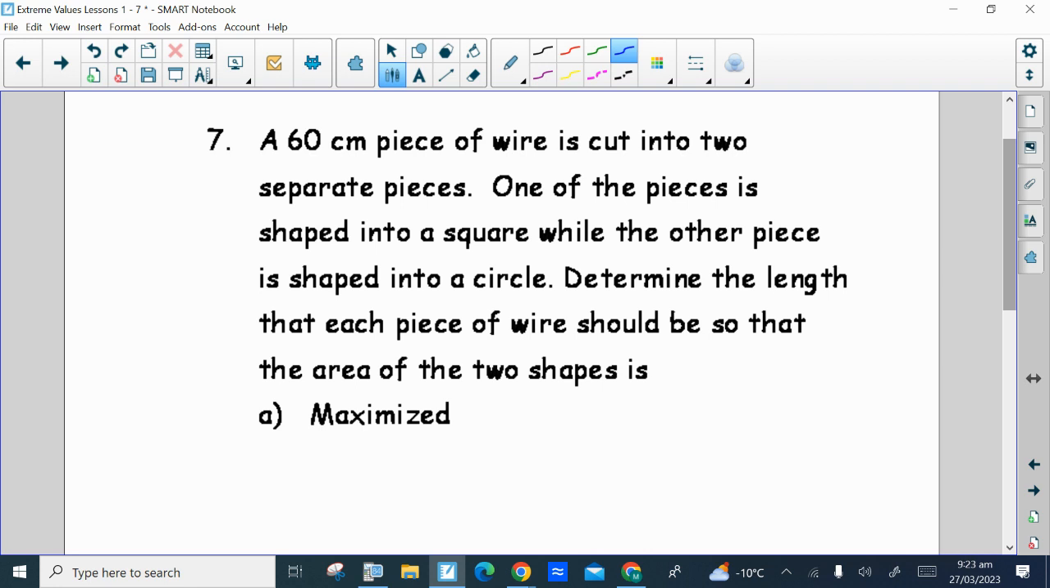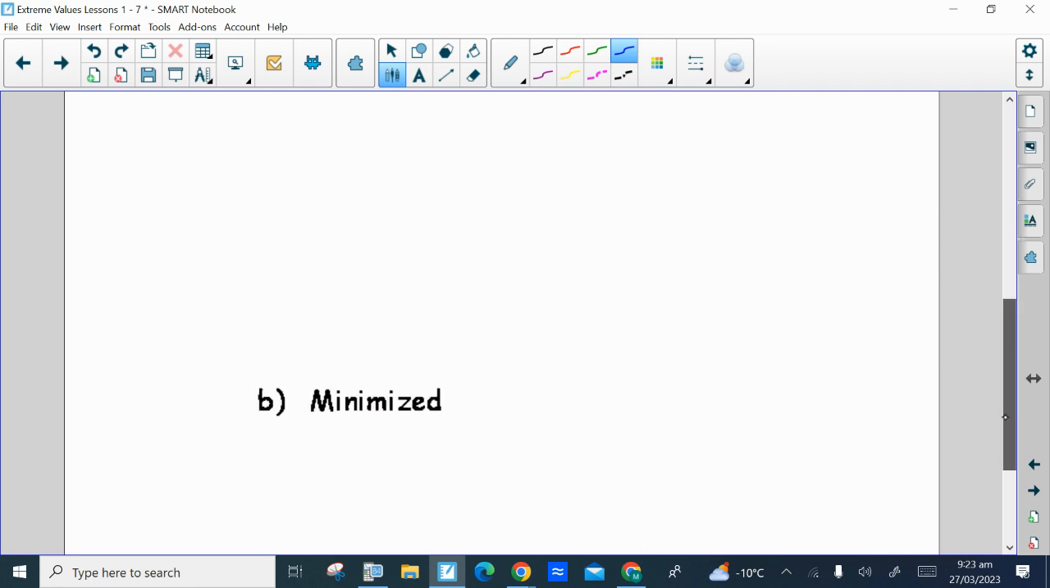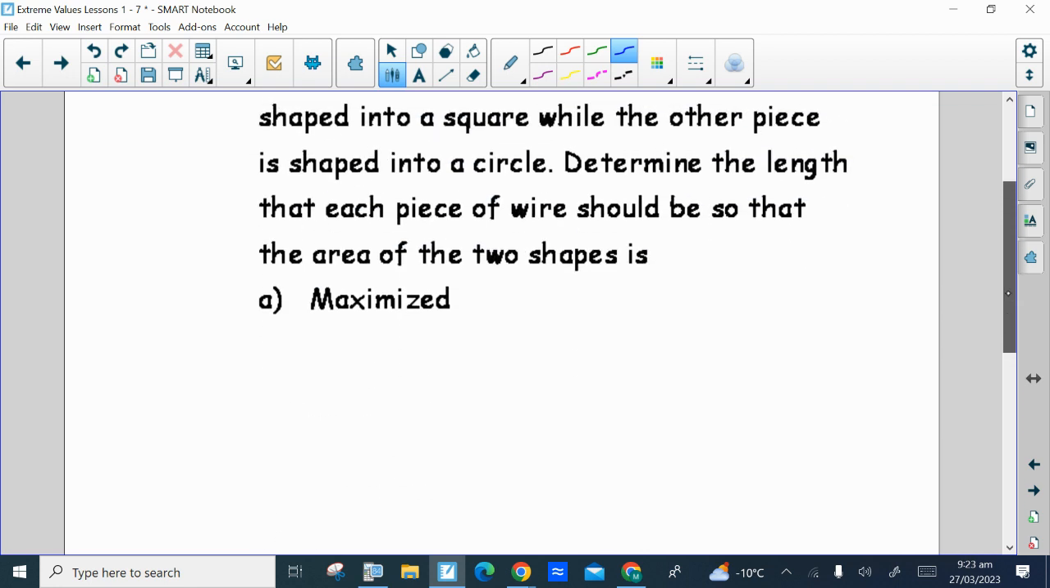So you start with a 60 centimeter piece of wire, and it's cut into two separate pieces. One of the pieces is shaped into a square, the other shaped into a circle. Determine the length that each piece of the wire should be so that the area of the two shapes is both maximized and minimized.